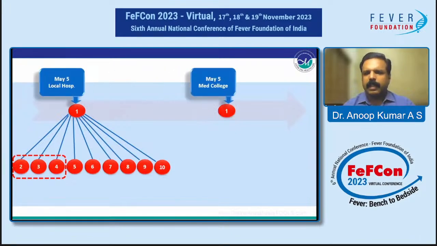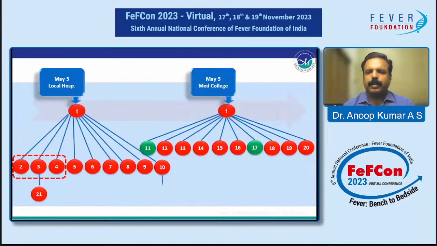Then in the medical college, when that index patient was admitted, he was spreading the disease to another 13 patients. So altogether, 23 cases were there that time. Only 2 survived, and all other cases died. And another importance of knowing this thing, as you can see, the hospital spread is very common.